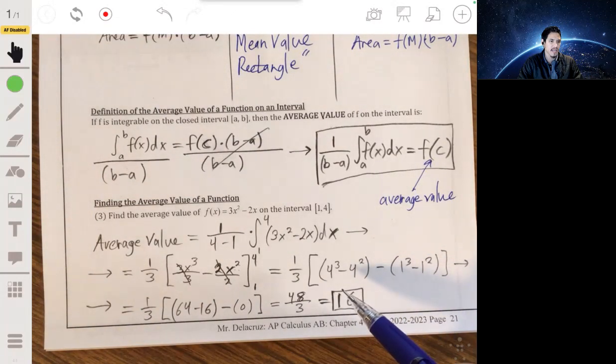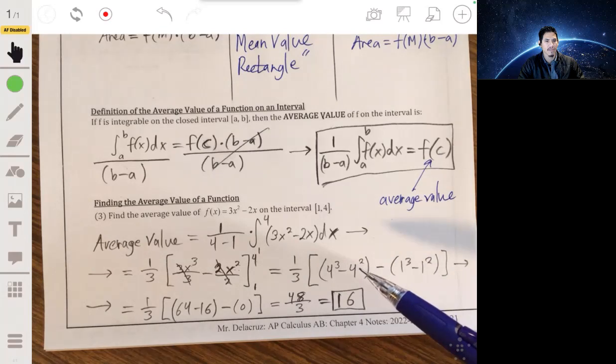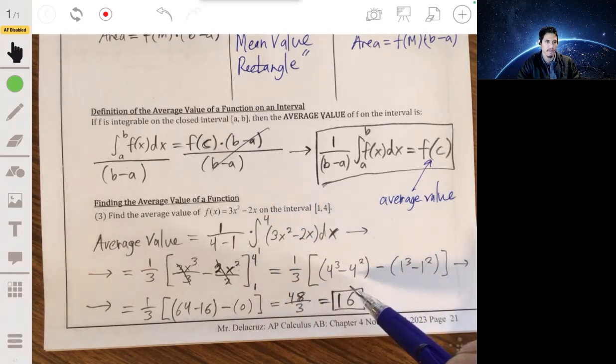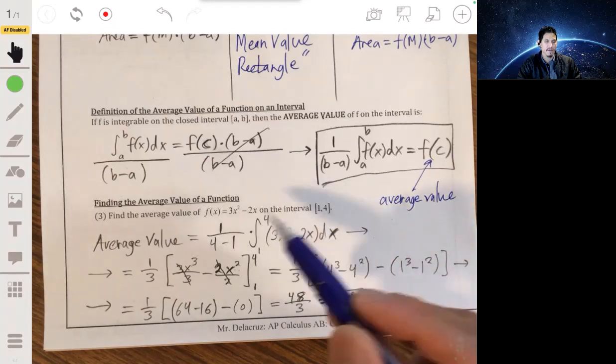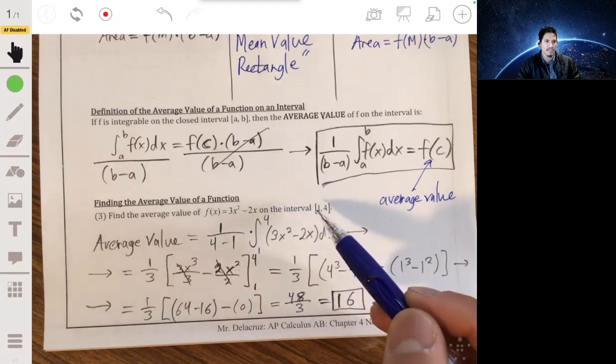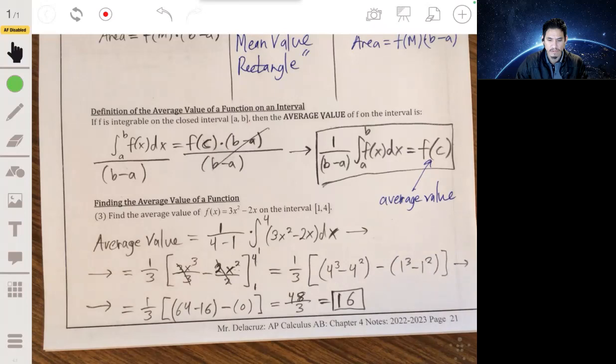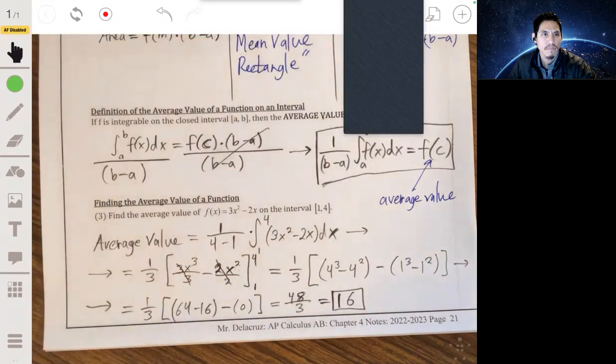So this is again just saying that the average height of this function on this interval will be 16. So we know that there's going to be some c value between 1 and 4 that you can plug into this function and get 16. So that's all there is to it. So good luck.